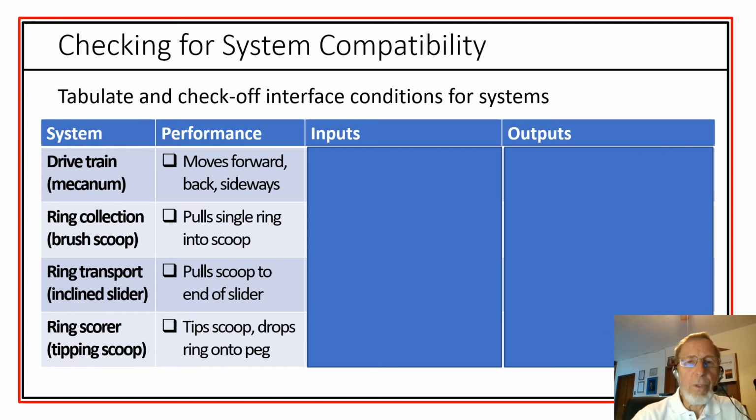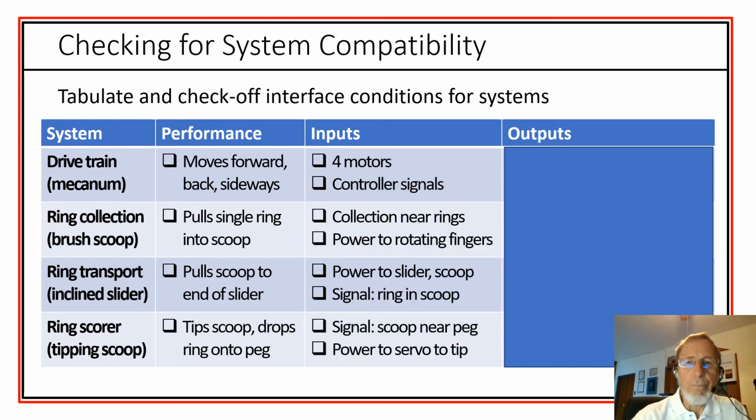Okay, the drivetrain, we expect it's going to be able to move forward, back, sideways, turn, etc. For collection, it's going to be able to pull a single ring into the scoop. It's important to note that single ring. For transporting, the scoop is going to be pulled to the end of the slider. For ring scorer, the scoop will tip and drop the ring onto the peg. That's the way we're expecting these different components to perform. Everyone will understand this. Make sure that that is the performance that we strive for.